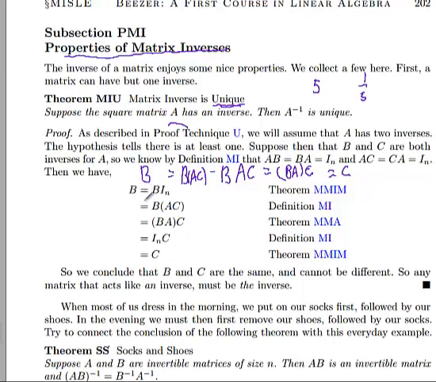Okay, and that's basically what he's doing here. B is B times the identity. The identity is AC. I can reassociate. BA is the identity, so that gets me C. Okay.